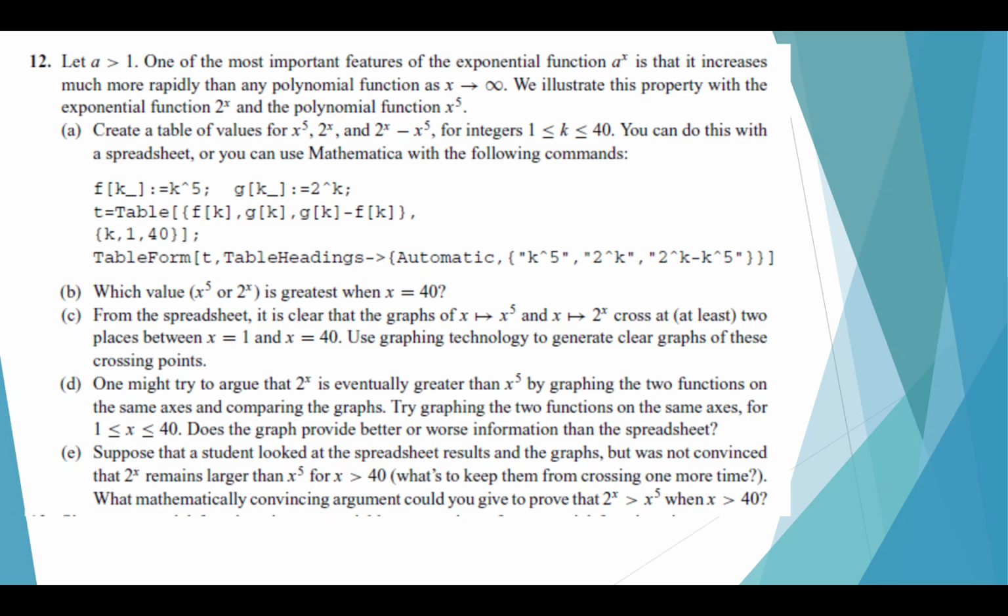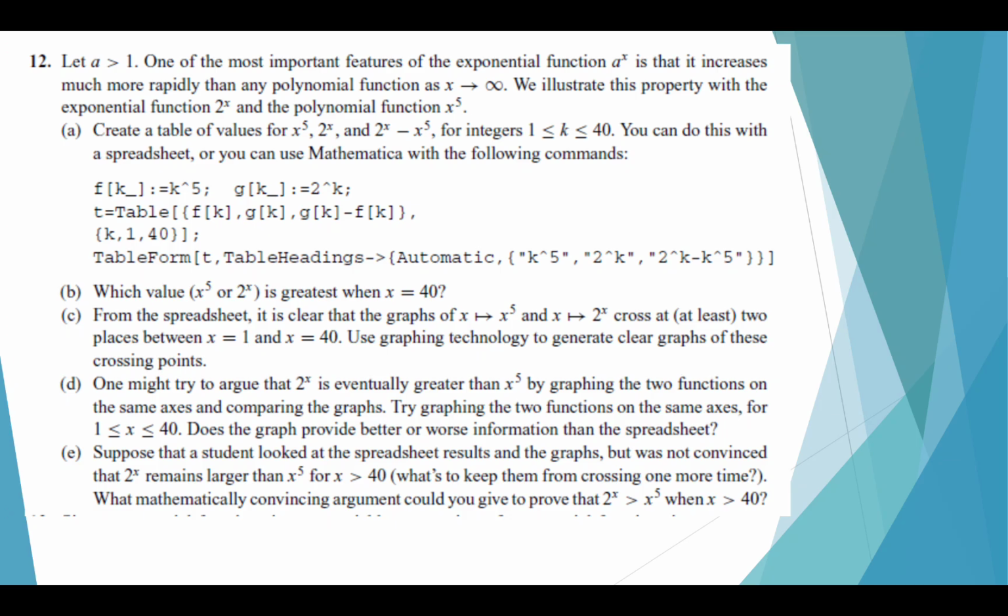Well, figure out which one's more. That's pretty straightforward, and you should know what to expect here. I'm not going to do that. From the spreadsheet, it is clear that the graphs of x to the 5th and 2 to the x cross at least 2 places between 1 and 40.